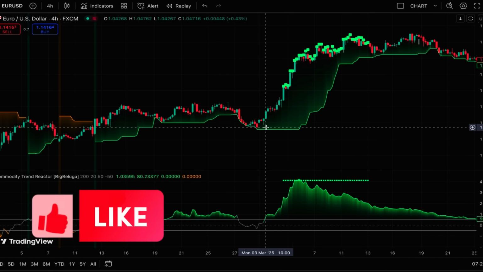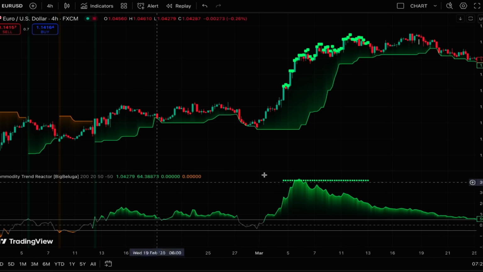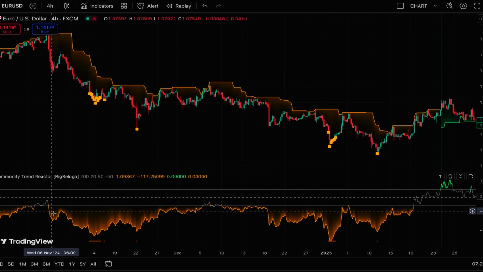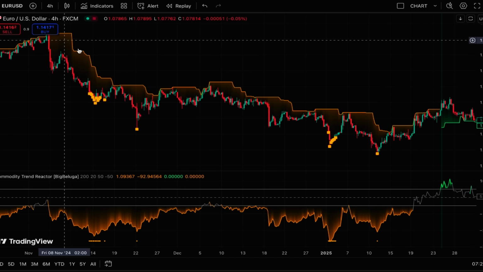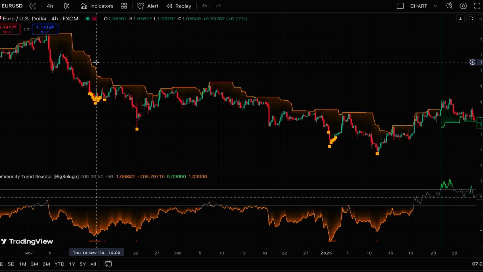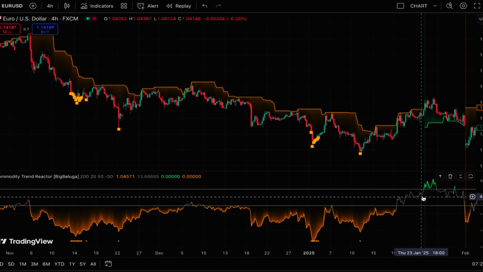This line is similar to Super Trend, which can help us with trend identification. This is a bullish situation, and on the other hand, when the CCI line goes below minus 50, here we have a line above the price and similarly the color is orange, and it's similar to the Super Trend indicator and it will change color only when the CCI line goes above 50.